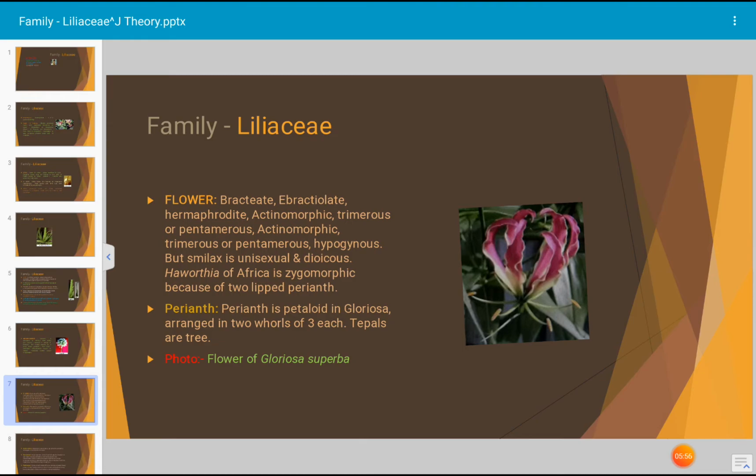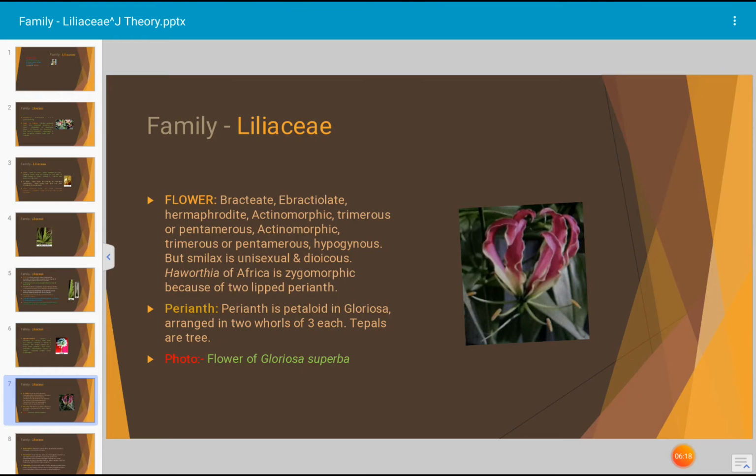In the flower, androecium as well as gynoecium, both male and female gamete producing structures, are present. Hence, the flower is described as hermaphrodite or bisexual. Flowers are actinomorphic, that means symmetrical flowers occur in the family Liliaceae. And the flower may be trimerous.